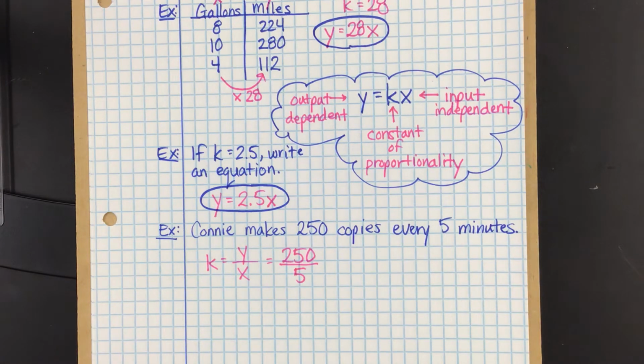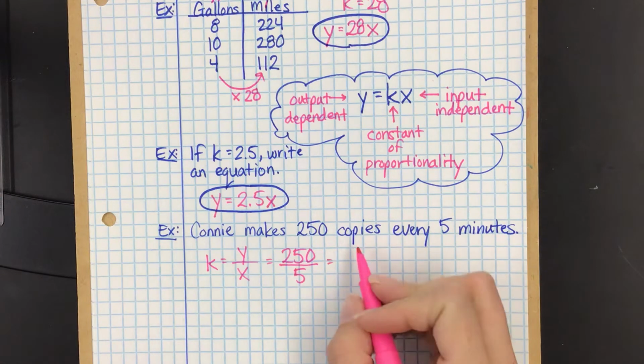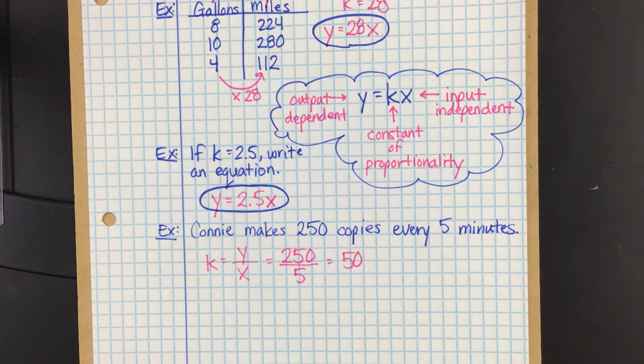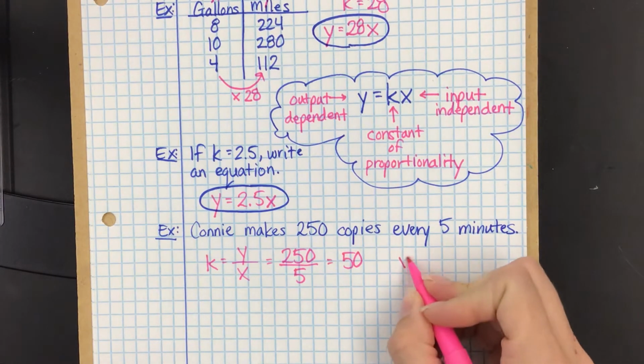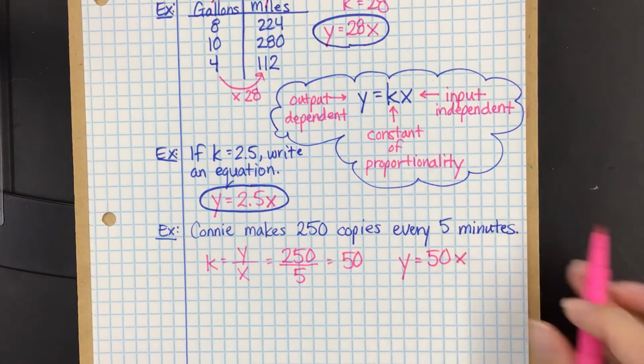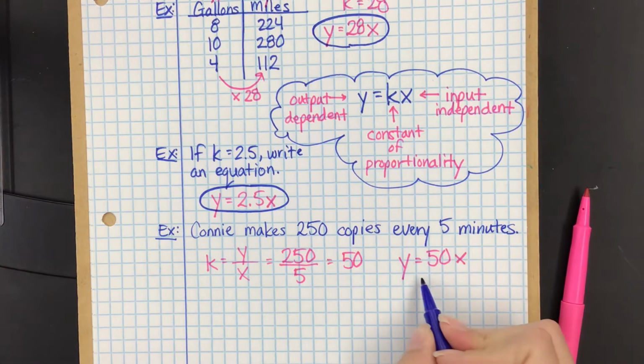And really, time is never dependent. It's always independent, okay? The number of copies you have to make does not decide time. Time is just time all on its own, okay? So like Kara said, this is going to be 50. So our constant of proportionality is 50. And now we can write our equation. It's as easy as just plugging 50 in, like this.